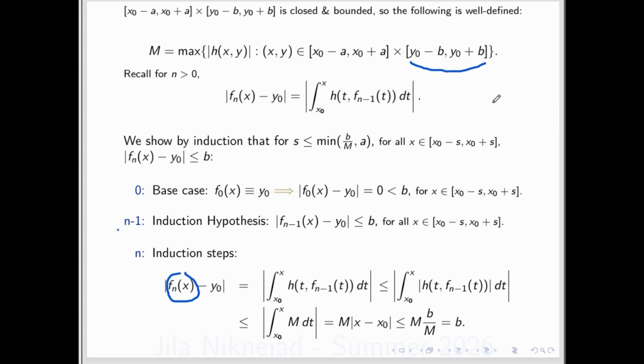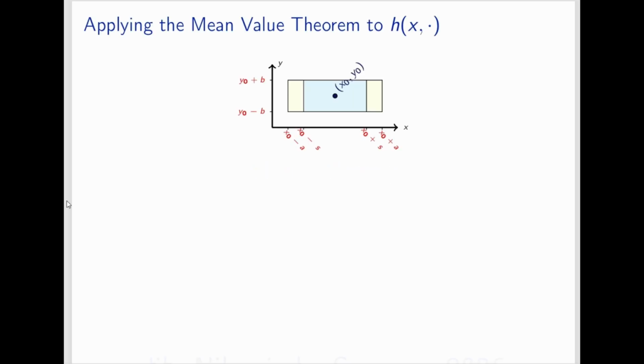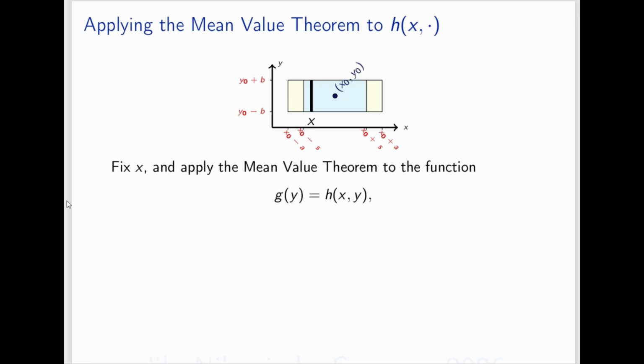This means that the values of all Picard iterations are within that rectangular region when we shrink the x values to x naught minus s and x naught plus s. Cauchy property. We want to apply the mean value theorem to the function h of x and dot, which means that it's going to be a function of the second variable.